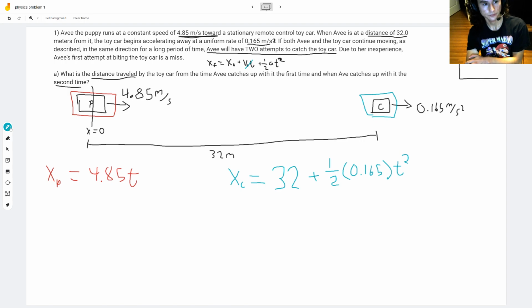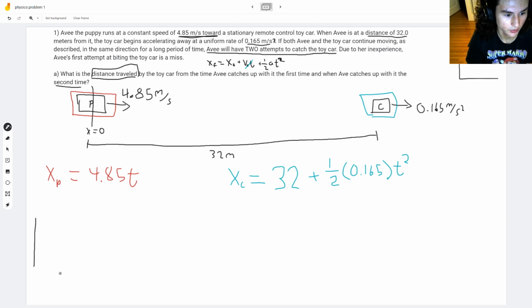So now that we've set these two equations up, we want to know the distance traveled from the time it catches up the first time and when it catches up the second time. If we look at this, we can see that this has a square on it, so that should tell us that this is going to be a parabola. So I'll just draw a little graph over here.